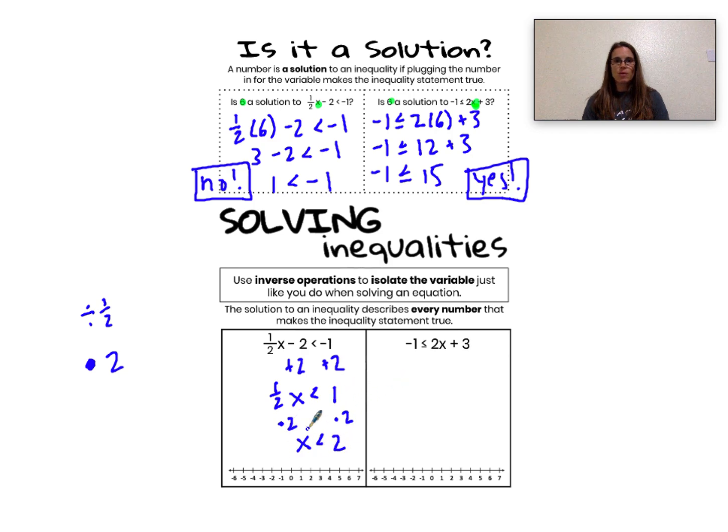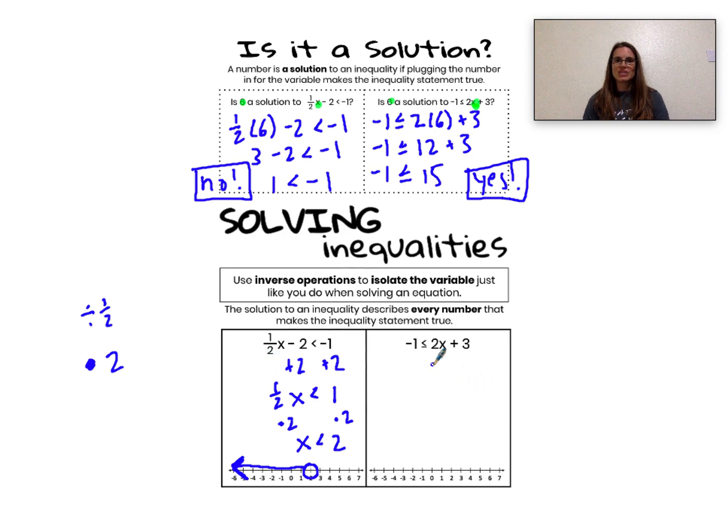This statement represents all of the solutions, all of the numbers that are going to make this inequality statement true. And I can go ahead and graph that here. X is less than 2. This is the same inequality statement that we checked above to see if 6 was a solution. And now we can see that in fact 6 can't be a solution because it's not less than 2. Only the values of x less than 2 are going to make this inequality statement true.